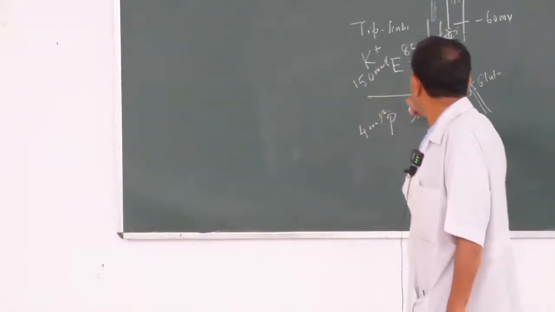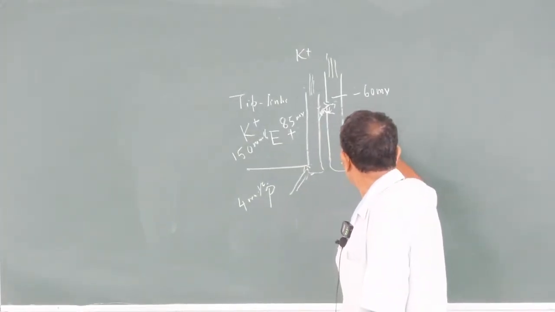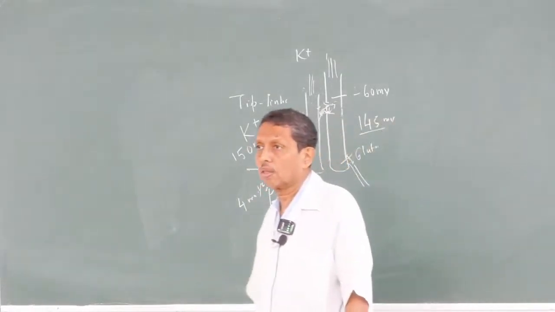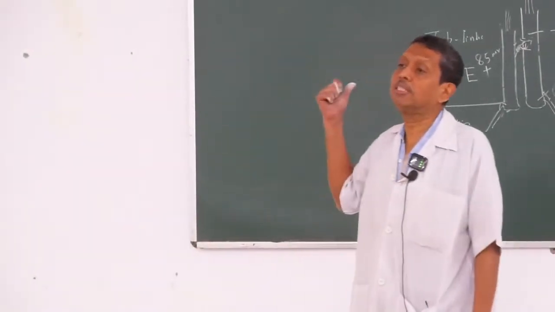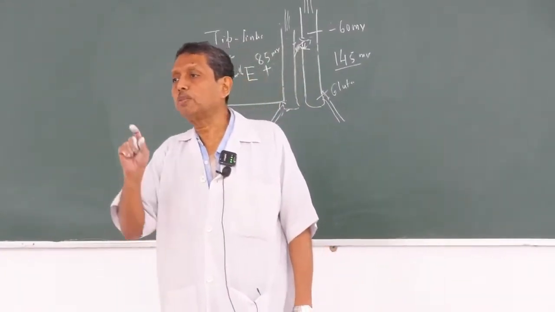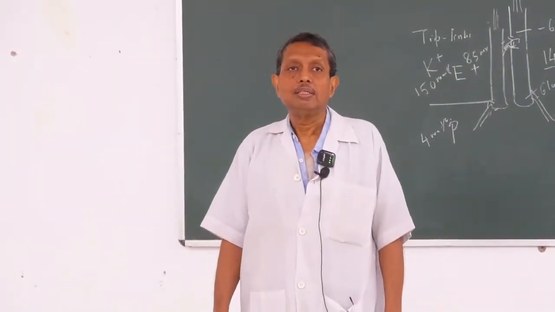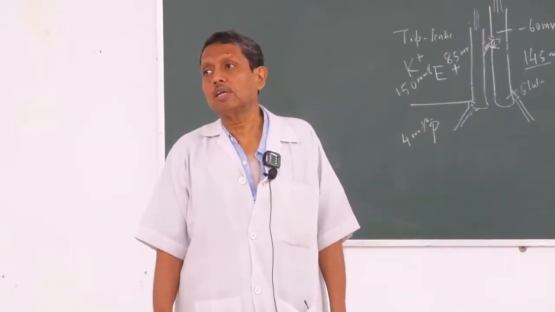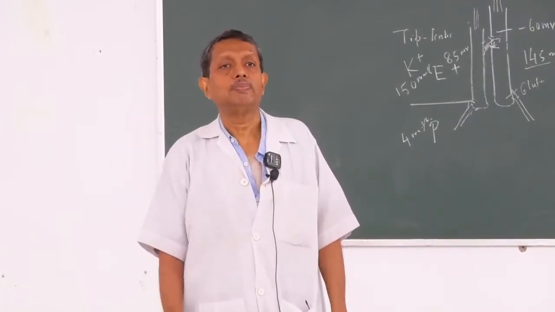Now this difference, suppose plus 85 and minus 60, that is 145 millivolt potential difference, is sufficient for entry of potassium ion. Presence of potassium is there. It is the only exception in the body, I think, where potassium is the depolarizing ion. In nerve and muscle, you have learned that the entry of the sodium ion is responsible for depolarization and generation of action potential, spike potential, but here it is potassium ion.